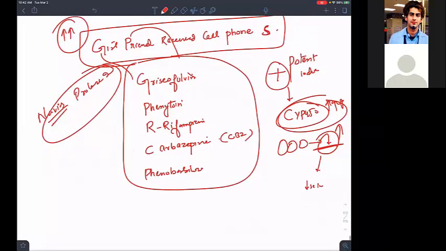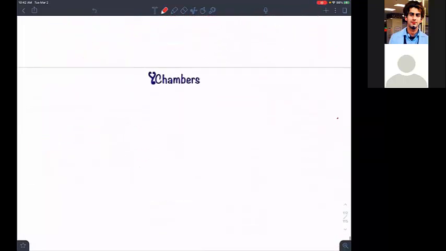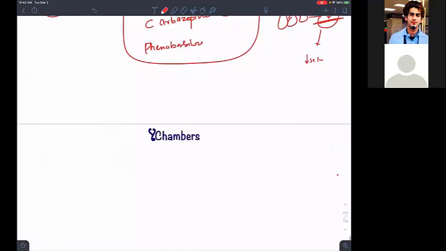So let me take inducers also, inhibitors also. What are the inhibitors? There is a famous mnemonic called sickfaces.com. What else mnemonic do we have?